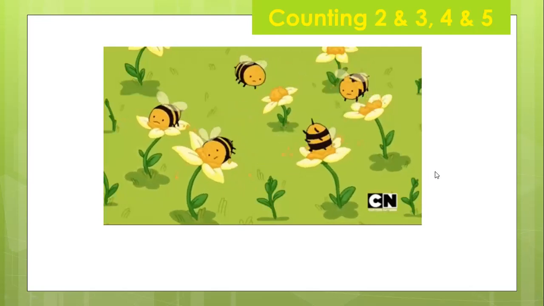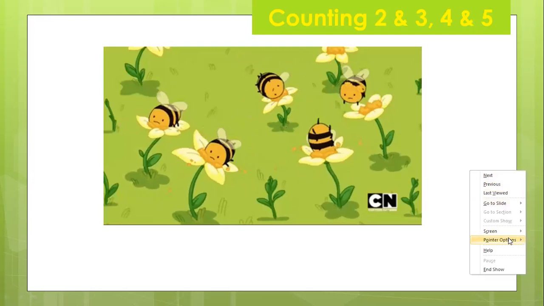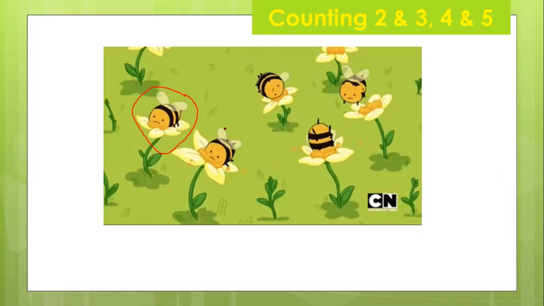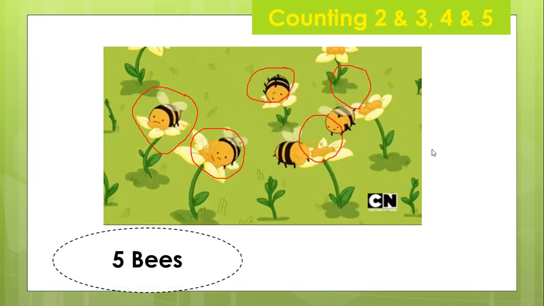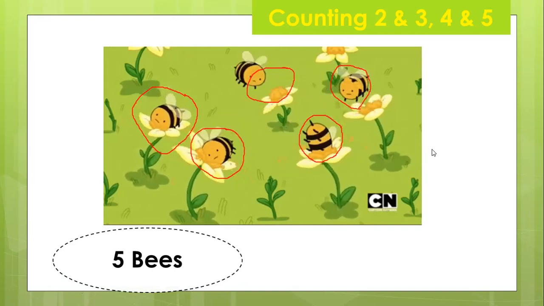Okay, let's count with your teacher. Let's count. 1 bee, 2 bees, 3 bees, 4 bees, and 5 bees. Right, there are 5 bees getting the honey from the flower. Right, so 5 bees. And flower, can you count how many flowers are there?